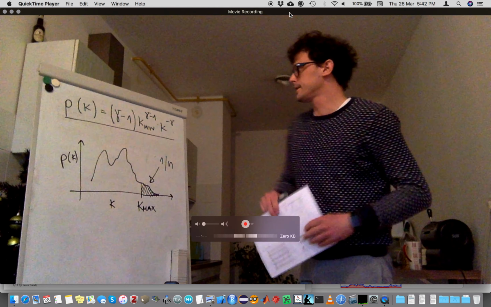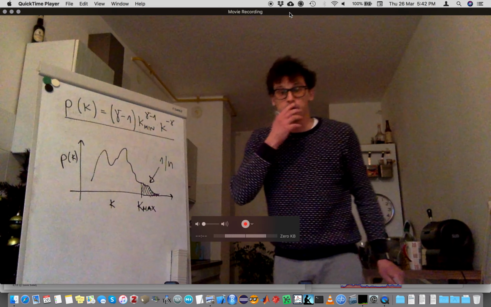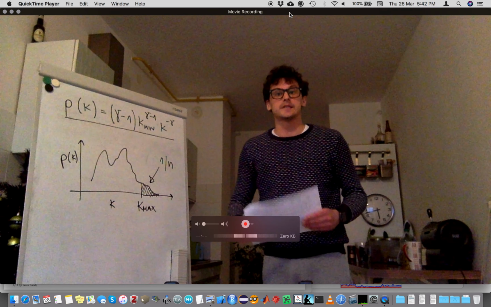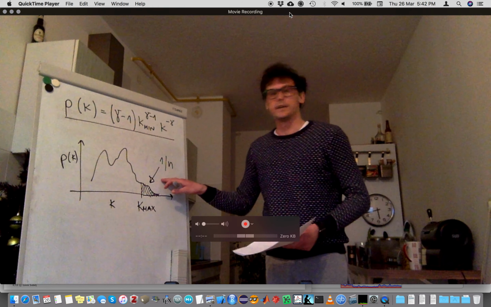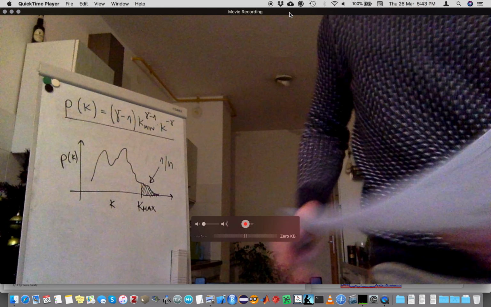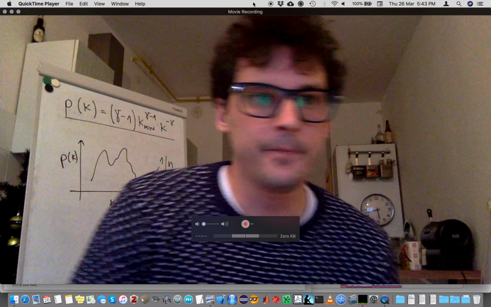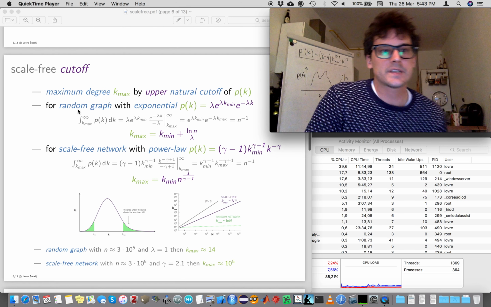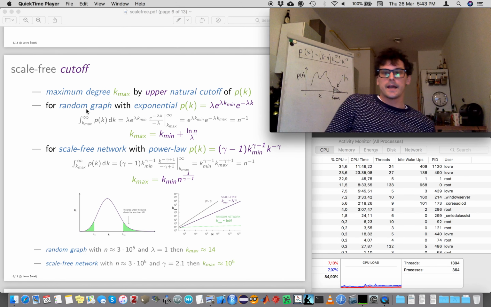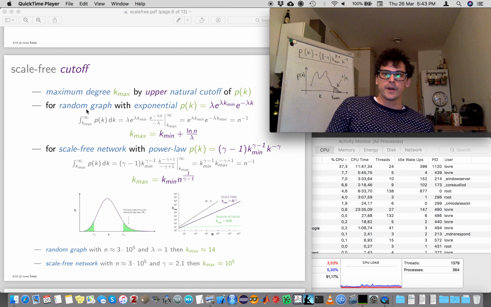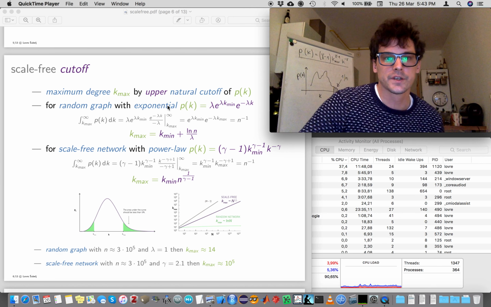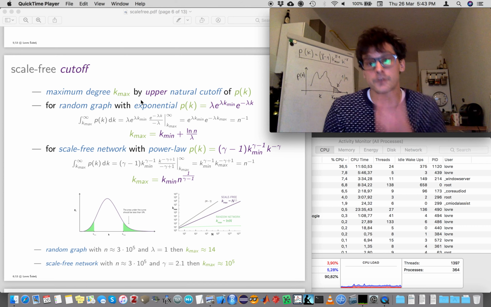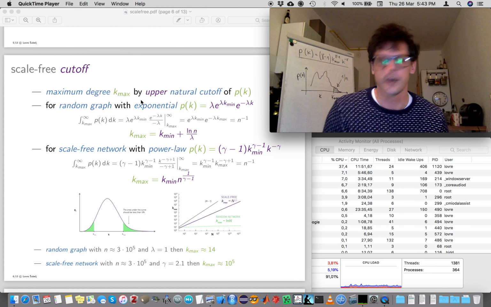So what we are doing is that we are talking about power law degree distributions, and we want to estimate the size of the largest cut in the network using the upper natural cutoff. And as I said in the previous video, we will first try to do that for a random graph. We said that a random graph has a Poisson degree distribution. However, we will now make these computations for an exponential distribution that has similar properties, and computations are much easier.